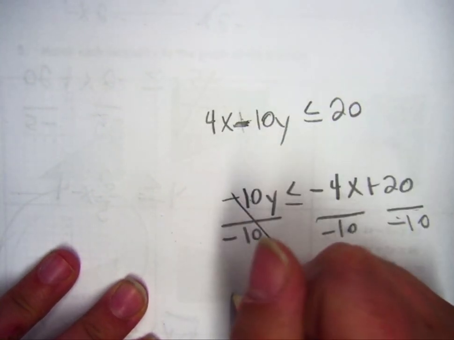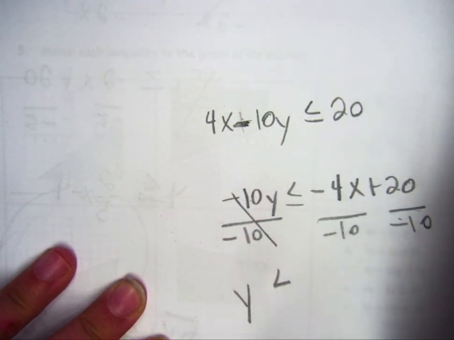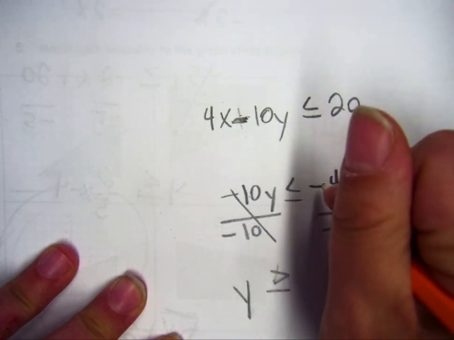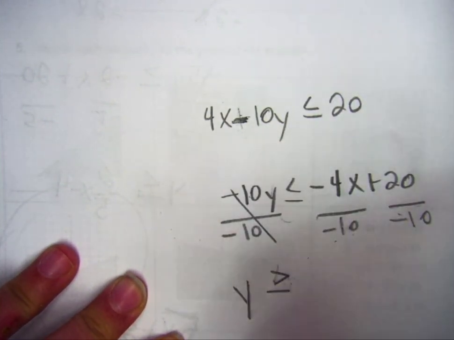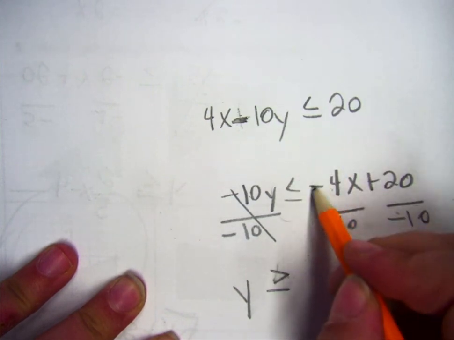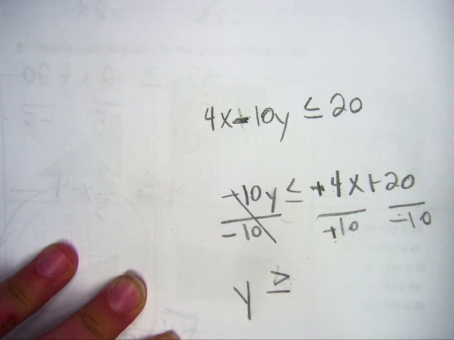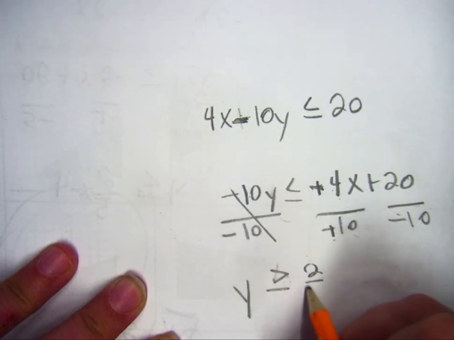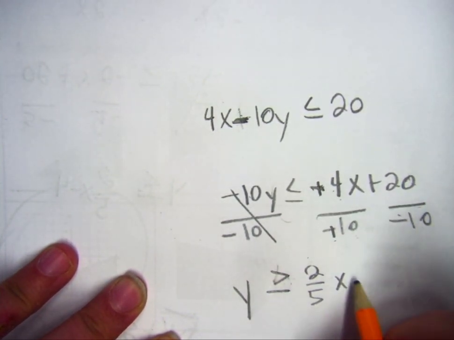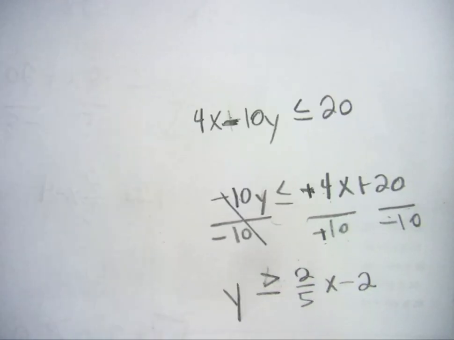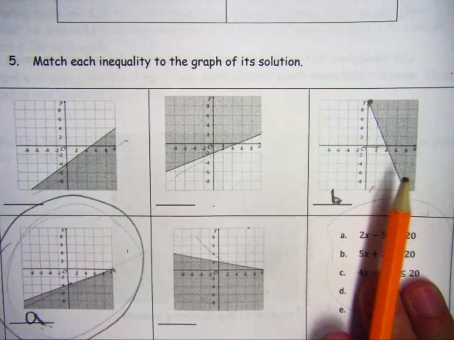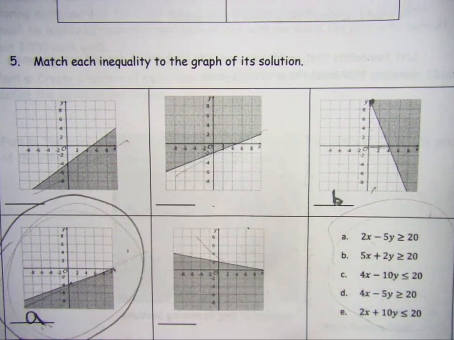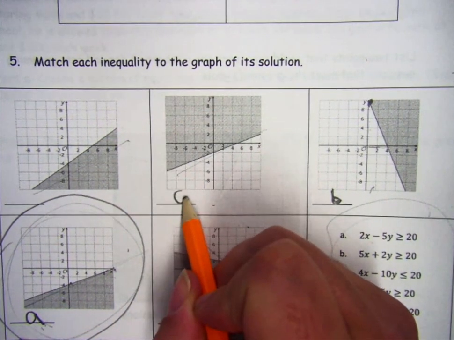Okay, so now we have y is less than, oh, we're dividing by a negative, so it's going to become greater than or equal to. Remember, when we divide by a negative, the sign flips. So we have negative 4 over negative 10. This cancels out and becomes positive. So we have 4 over 10, which is actually 2 over 5x. 20 divided by negative 10 is negative 2. So we have a positive slope. Okay, so it has to be this one or this one, and it says greater than. So I'm going to bet that this is C.